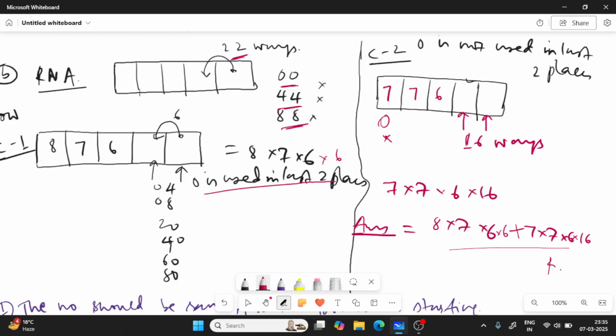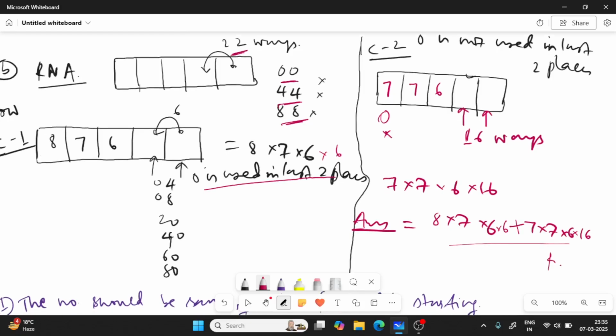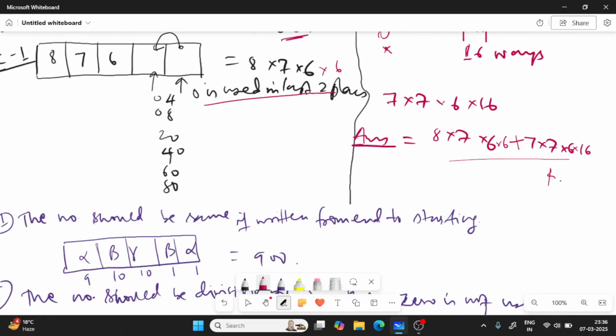So this is again a case-specific situation, where we are using 0 at the last two places, or where we are not using 0 at the last two places. In these two cases we will have different answers, as you can see here clearly. On adding these two cases, we will get the total number of numbers formed by all the digits when the number is divisible by 4.